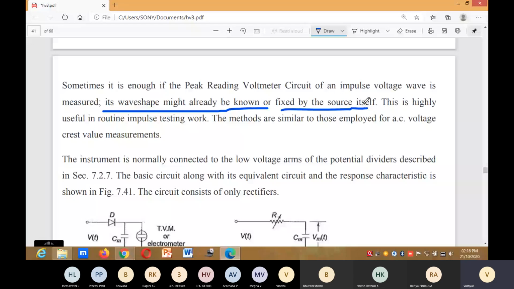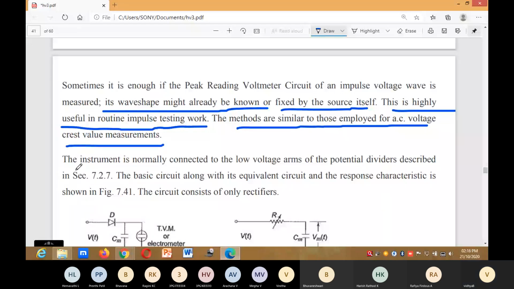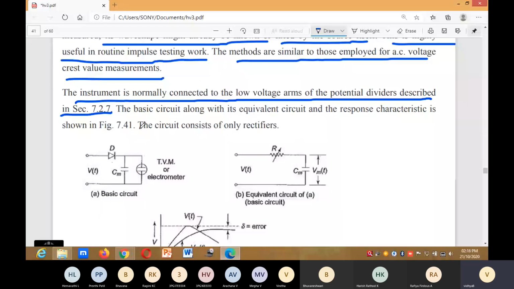This is highly useful in routine impulse testing work. The methods are similar to those employed for AC voltage crest value measurements. The instrument is normally connected to the low voltage arms of the potential dividers described in section 7.27, which we discussed in last classes.